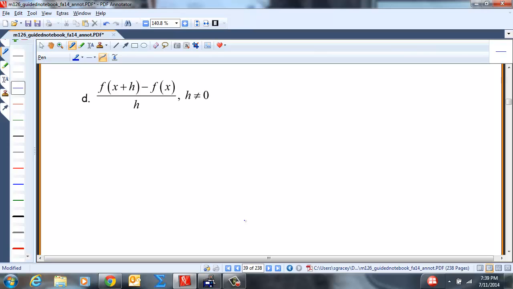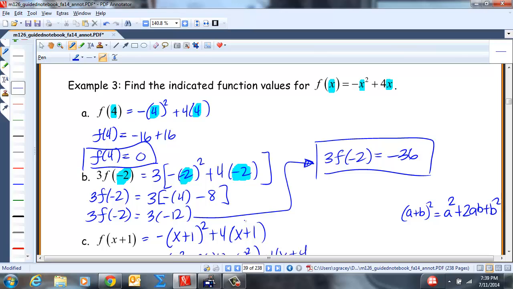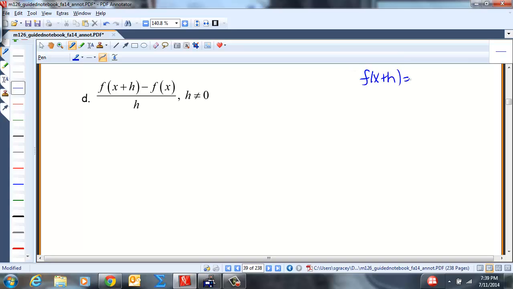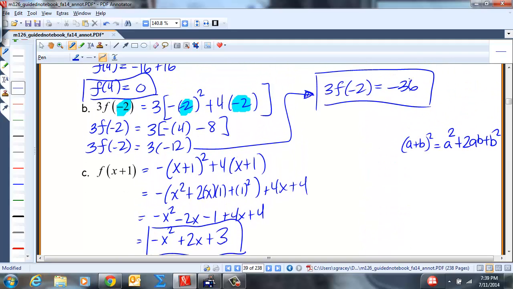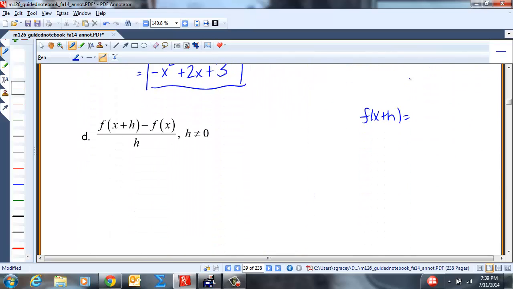So here we go. Again, we're still working with the same function of x, which is negative x squared plus 4x. So in for x, we're actually going to be plugging in x plus h. So let's go over here and say f at x plus h is negative x squared plus 4x. So we'll have negative x plus h squared plus 4 times x plus h.